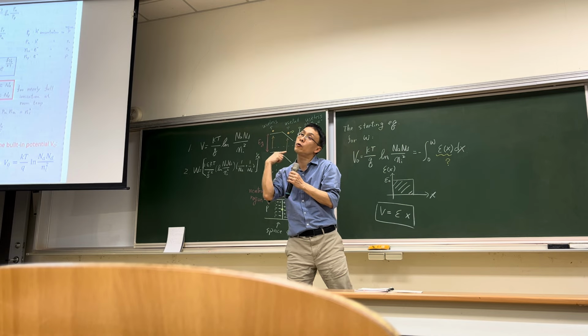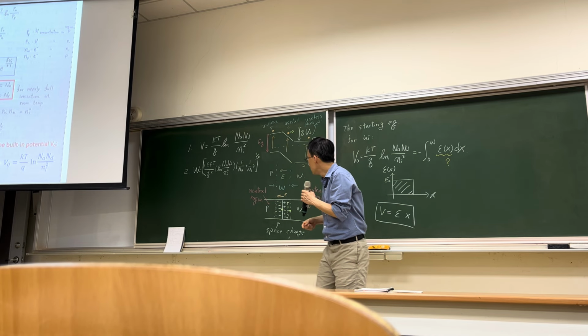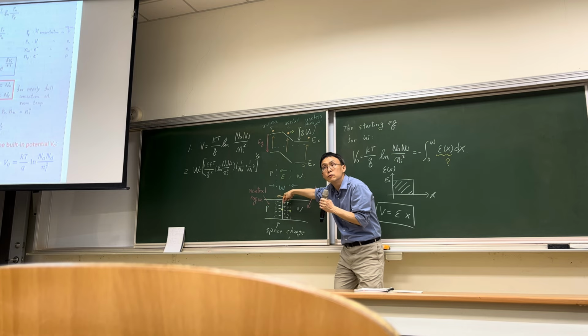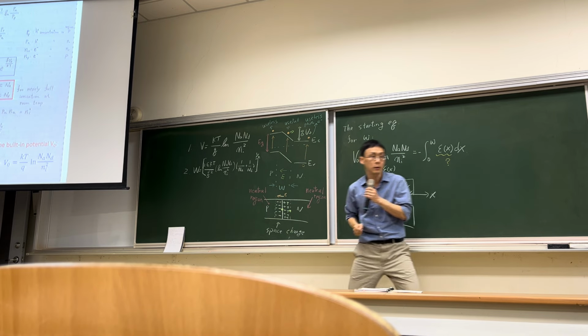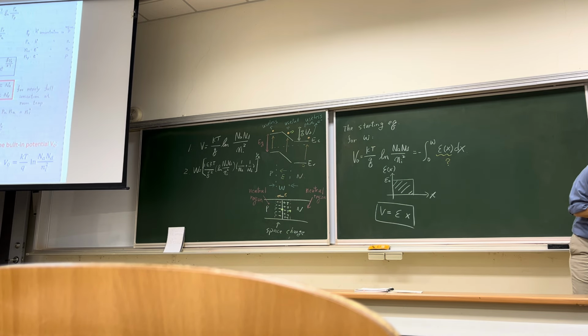So the real answer is that the electrical field is at the maximum value right at the boundary between P and N. It will reach the maximum here, and it will go almost to zero at this boundary, right? So this is the actual distribution of the electrical fields. I can show you.